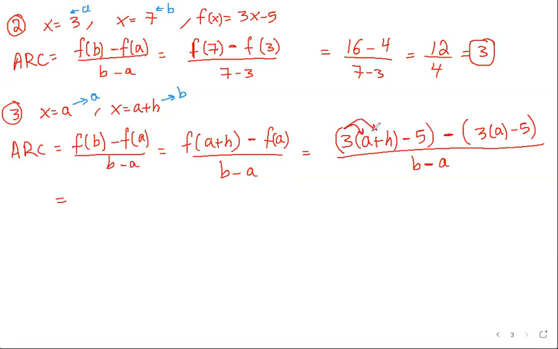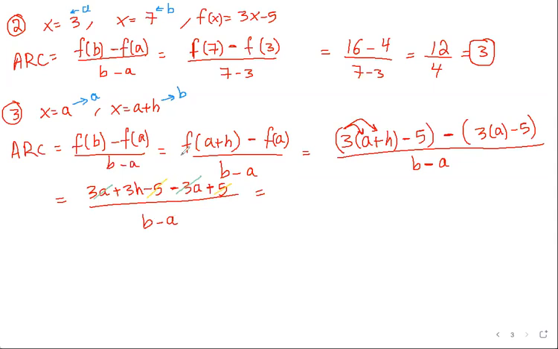Okay, let's simplify. We get 3a plus 3h minus 5, minus parentheses, 3a minus 5. Minus 3a, plus 5, excuse me, over b minus a. So on top, we just end up with 3h because everything cancels out. This cancels this one, and 3a with this one cancel each other.